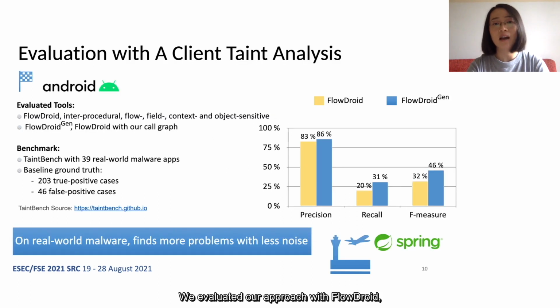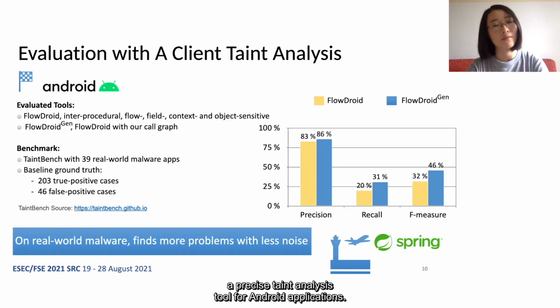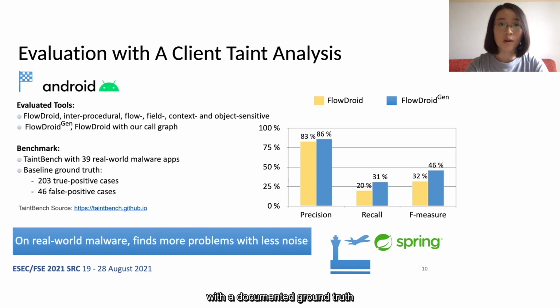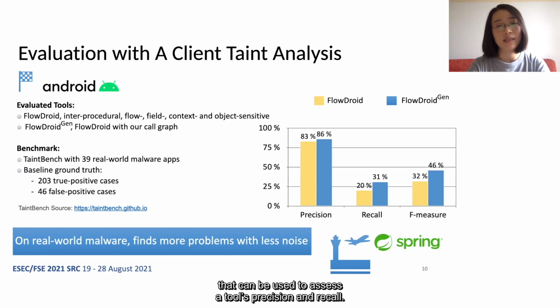We evaluated our approach with FraudDroid, a precise taint analysis tool for Android applications. We modified FraudDroid to use call graphs constructed with our approach. We ran both tools on TaintBench. It is a benchmark suite consisting of 39 real-world malware apps with a documented ground truth that can be used to assess a tool's precision and recall.